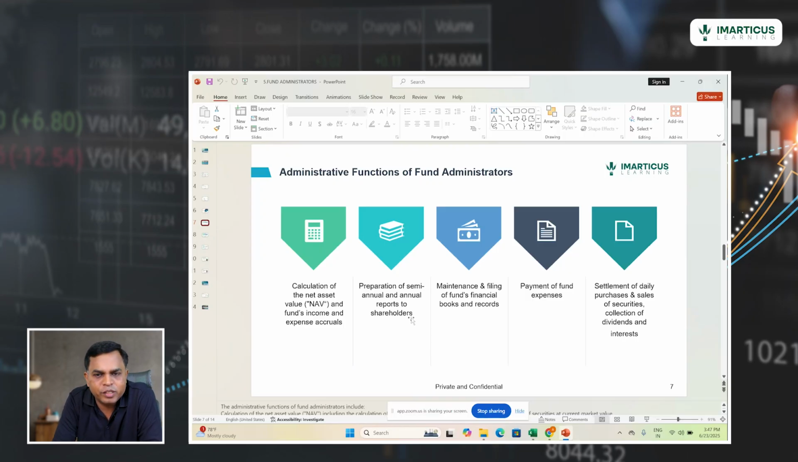And on an annual basis, the audited results of the fund, which include the profit and loss account or the statement of operations, the balance sheet and the cash flow statements, which are prepared and audited at annual level, need to be published. So, the fund administrator is responsible for publishing these reports to the investors.